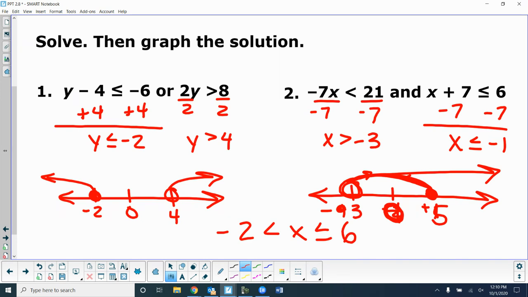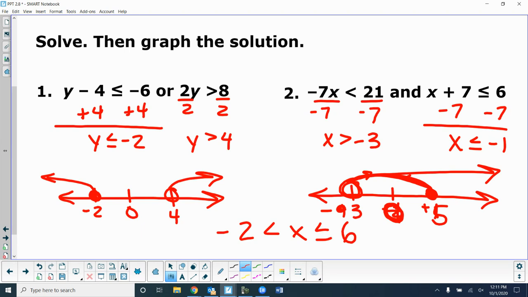Then we jumped to 14. So this one is X is less than -3, or X is greater than or equal to 5. So we have an open circle at -3, arrow to the left, and a solid dot at 5, arrow to the right. 15, X is greater than or equal to -1, and X is less than or equal to 5. A solid dot at -1 and 5, and connect them.